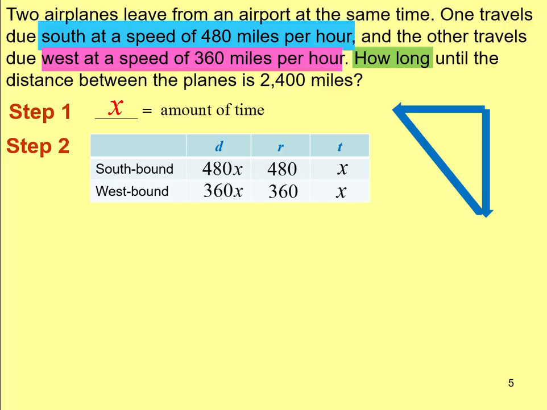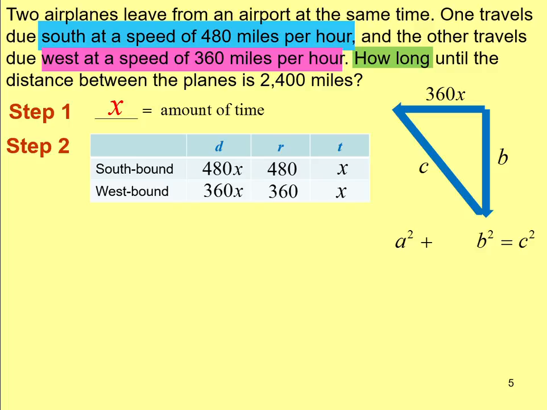The Pythagorean theorem tells us if you label a triangle like this, then a squared plus b squared is c squared. Now, what are the a, the b, and the c? Well, the c is what we're looking for. The a is the distance that the westbound plane has traveled. That's 360x from our chart. So we'll put a 360x there.